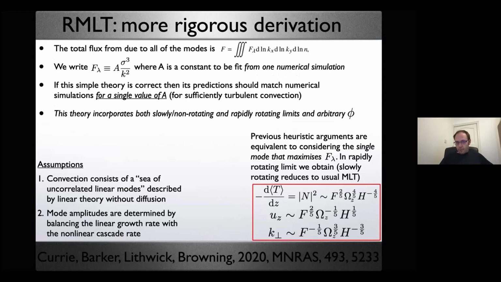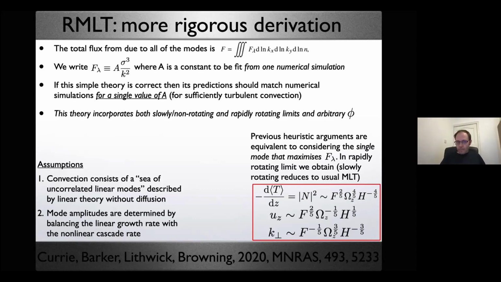And so what we do to derive a more rigorous version, a more general version, of the mixing length theory that we derived heuristically previously, is to define f of lambda to be equal to some constant a times sigma cubed over k squared. If the theory is valid at all, it needs to be predictive: for one constant value of a, it needs to predict the variation in the bulk properties as a function of omega and phi and other parameters. So we fit the value of a to simulations at the pole with a given value of the rotation rate, and we use this theory to then predict the evolution of other quantities.